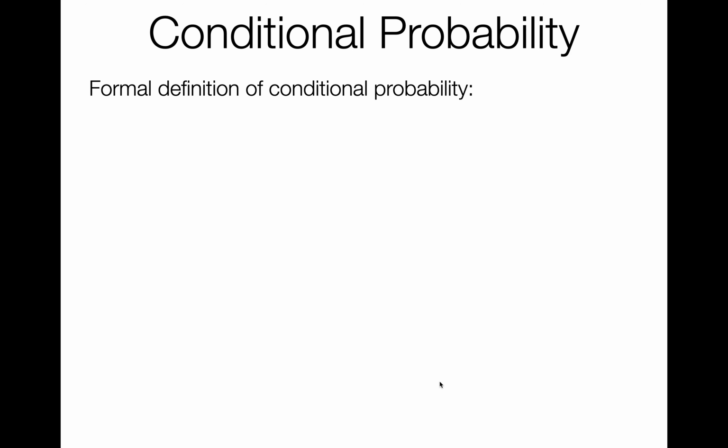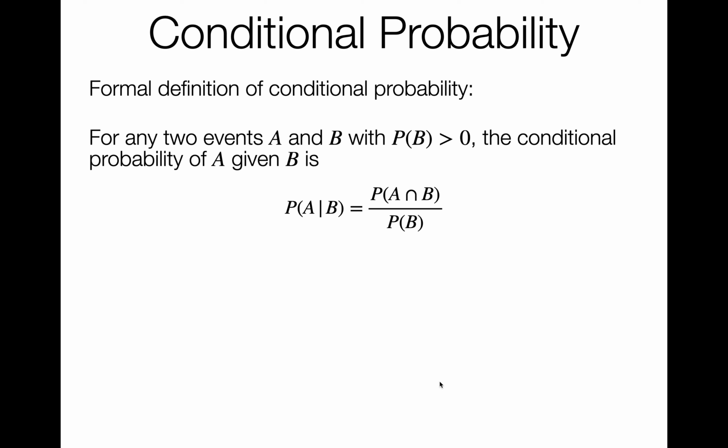Hi everyone. In this video, we're going to continue talking about conditional probability in maybe a bit more of a formal sense. So, the formal definition of conditional probability is this. For any two events A and B, where the probability of B has to be non-zero, the conditional probability of A given B is equal to this.